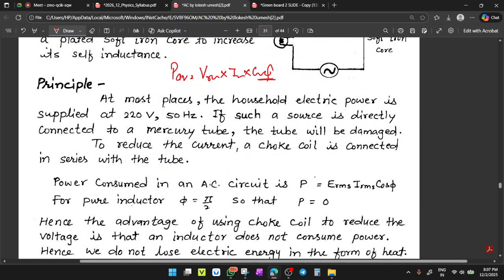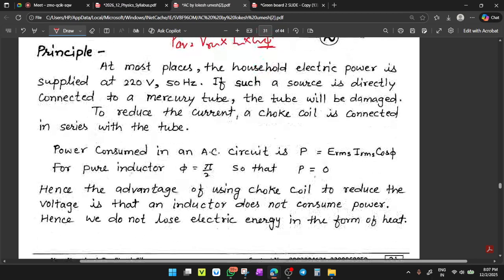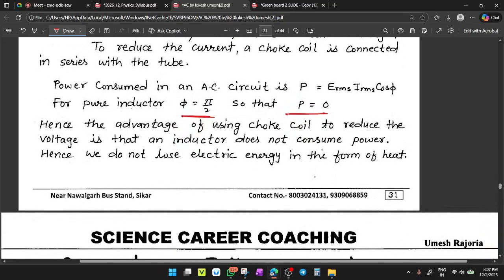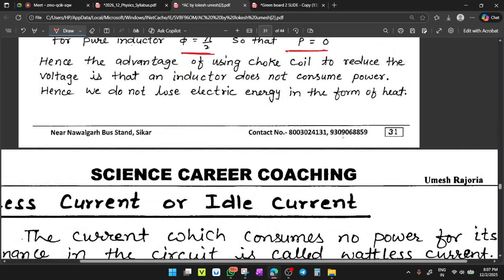Principle: at most places, the household electric power is supplied at 220 volt, 50 hertz. In such sources, if directly connected to the mercury tube, the tube will be damaged. To reduce the current, a choke coil is connected in series with the tube. Power consumed in the AC circuit P equals E_rms I_rms cos phi. For pure inductance, phi equals pi by 2 and the power equals 0. Hence, the advantage of using choke coil is to reduce the voltage, as the inductor does not consume power. Hence, we do not lose electric energy in the form of heat.